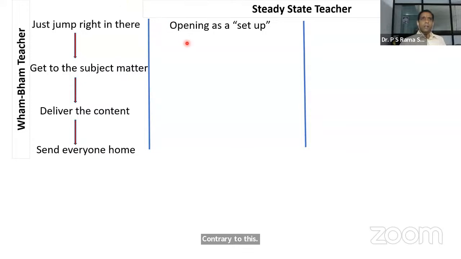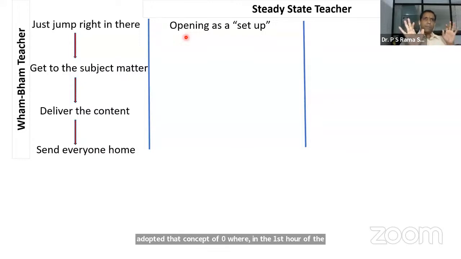Who is a steady state teacher? Opening as a setup. He doesn't directly jump straight into the subject. He has informal discussions of the curriculum, helps the students understand. Like there is a concept called 0 hour. Some of the foreign universities have a concept of 0 hour. In fact, in our university, we have adopted that concept of 0 hour, where in the first hour of the lecture, we don't speak anything of the subject.